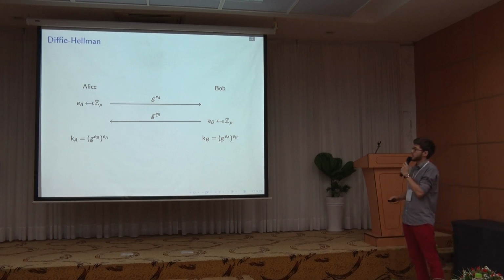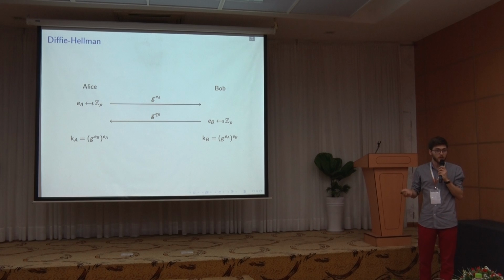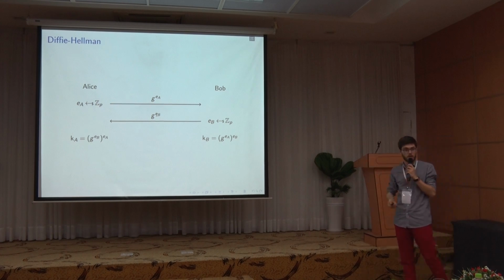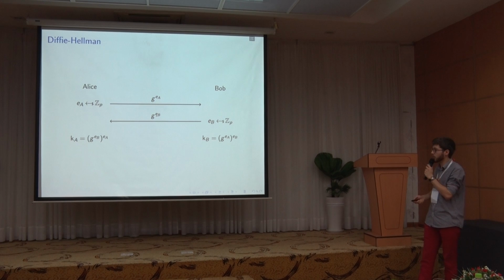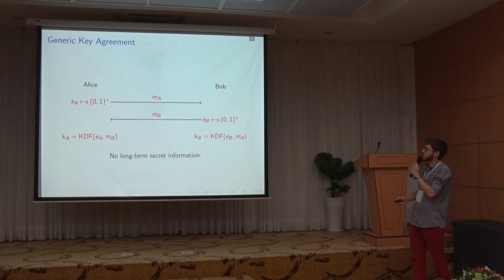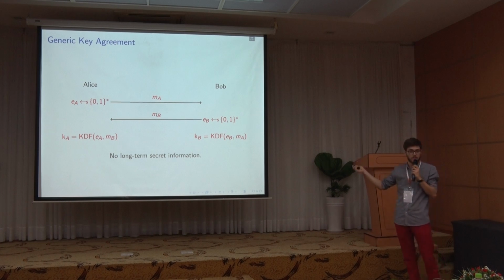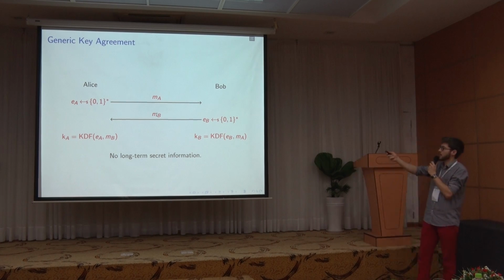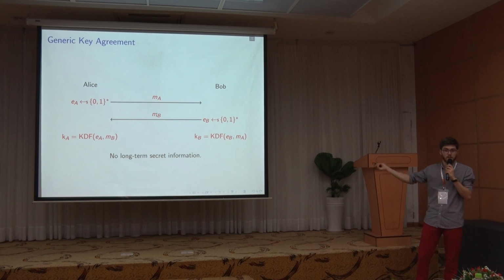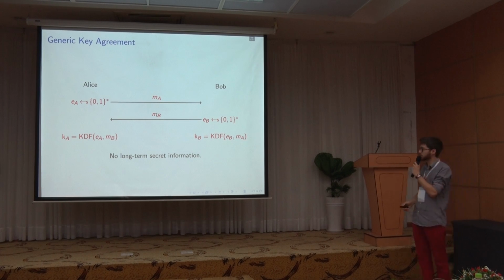So here the security is because the discrete logarithm problem is hard, at least before quantum computers it was hard. And also because of the maths, the keys are equal. And so we have a nice simple protocol. So we abstract this in this form. We just say that Alice and Bob both have generic ephemeral information and they exchange some messages, and then the keys are derived with some function.